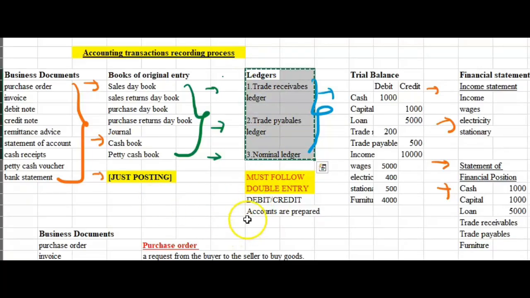In this video, we will look at ledgers. Information from the books of original entry is posted to the ledgers. Ledgers are essentially books that contain accounts, and this is where transactions are recorded in their relevant accounts by following the rules of double entry bookkeeping.